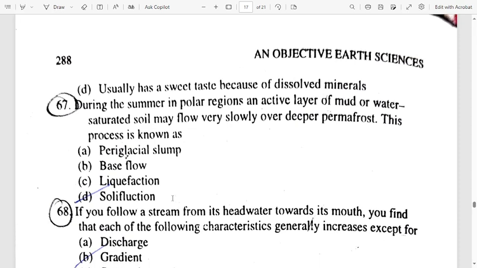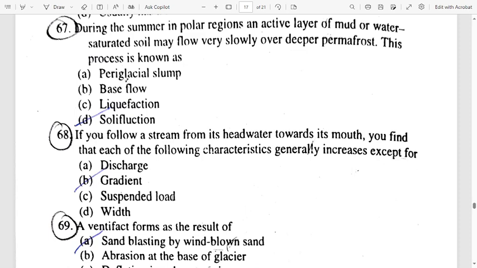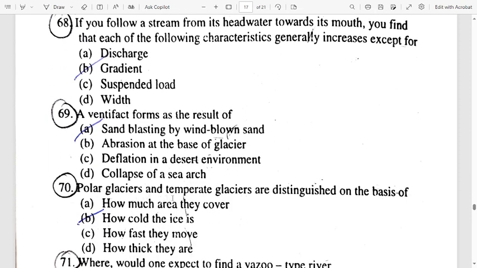During the summer in polar regions, an active layer of mud or water saturated soil may flow very slowly over deeper permafrost. This process is known as solifluction. If you follow a stream from its headwater towards its mouth, you find that each of the following characteristics generally increases except for gradient. A ventifact forms as the result of sand blasting with wind-blown sand.